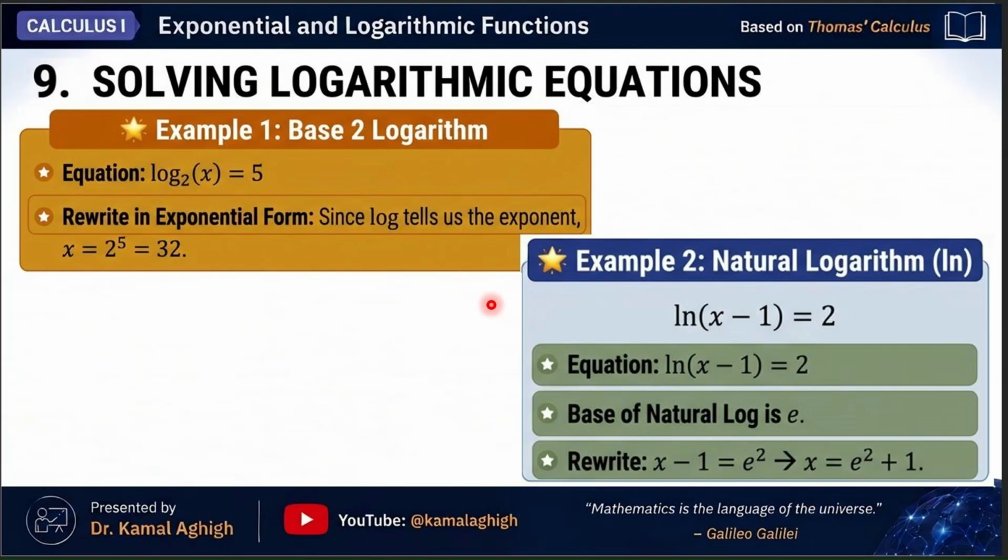Now we have learned how to define logarithms, use their properties, and solve both exponential and logarithmic equations.